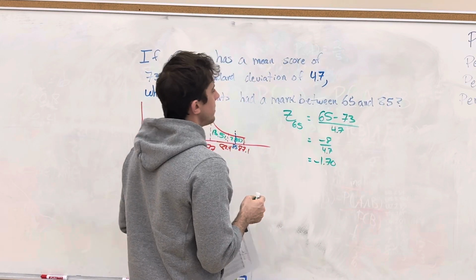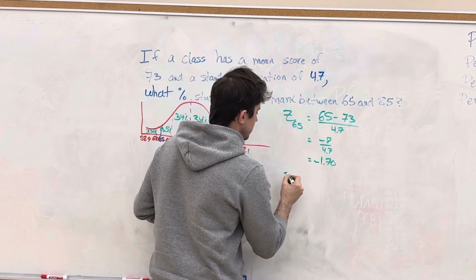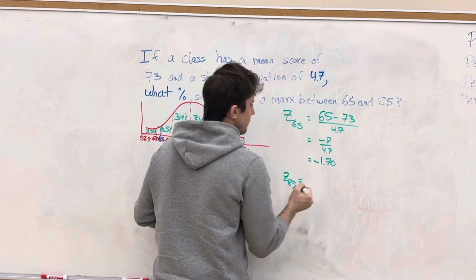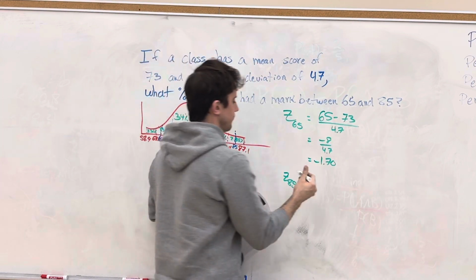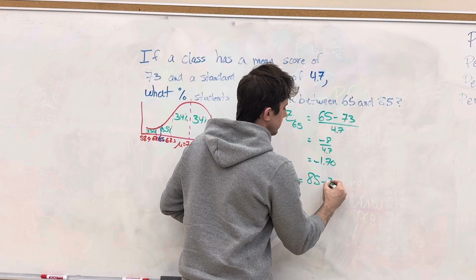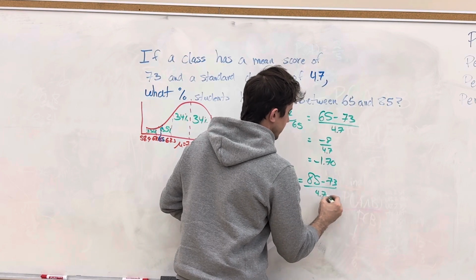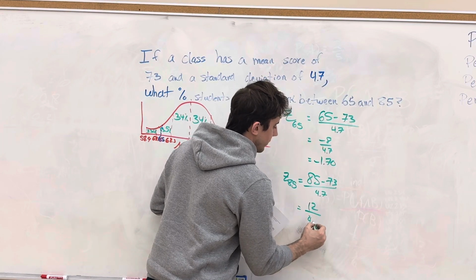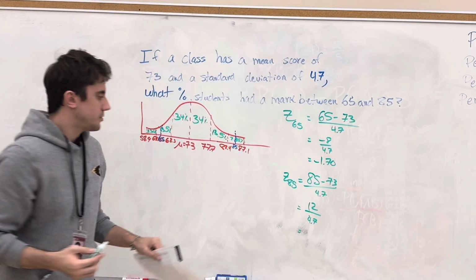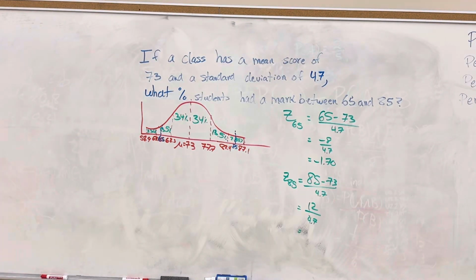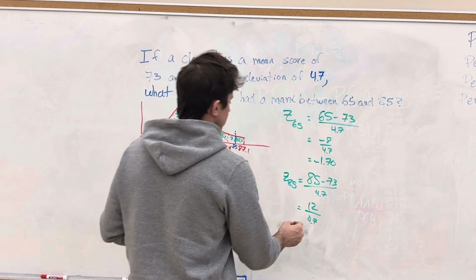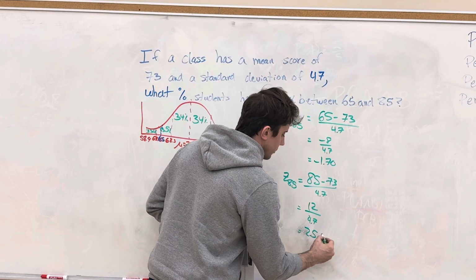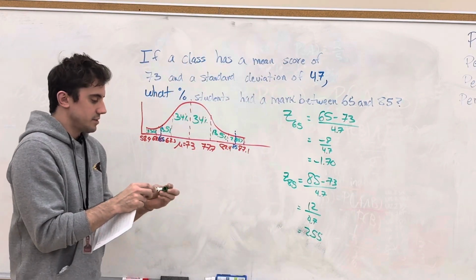So that's our first one. And then we'll also need the z-score for 85. So I'll do z sub 85. And we use that same z-score formula, right? Our data point minus the mean of 73 divided by our standard deviation. 85 minus 73 leaves us with 12 divided by 4.7. And that should be 2 point something. Let's compute that really quickly. 2.55 to 2 decimal places, because that's what our z-score table is accurate to.